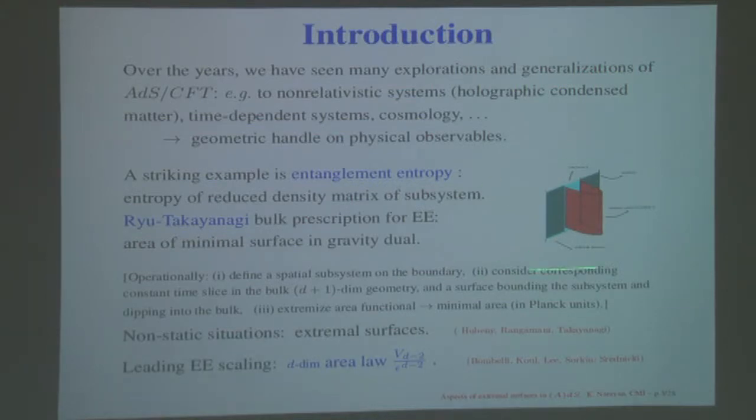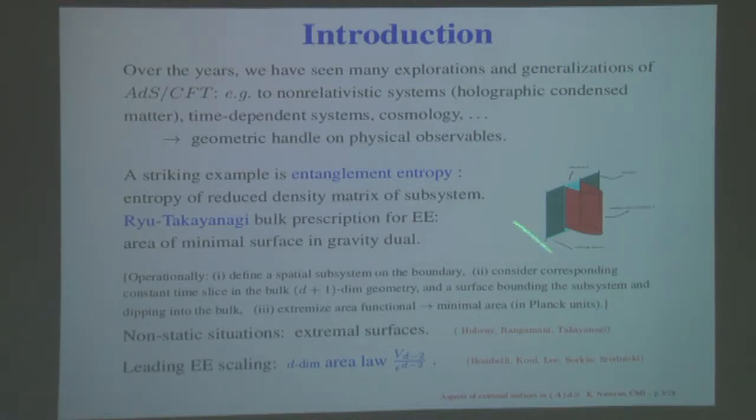Operationally, what's happening is that one defines a spatial subsystem at the boundary. So this entire thing is on a constant time slice in the bulk d+1 dimensional geometry, and then the surface dips in the bulk and so on. Then one extremizes the area functional, and this is for minimal surfaces for static systems. In general, in time-dependent systems, these become extremal surfaces, as was generalized by Hubeny, Rangamani, and Takayanagi.